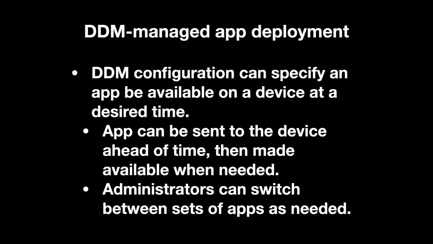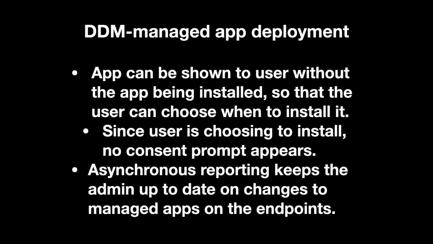So DDM can also help out with app deployments, with options for apps being sent to devices before a specified time and only made available once that app is needed. So you can send apps down to a device and they just don't show up until, poof, you hit the deadline and all of a sudden now they're there. DDM also enables the option for the app being shown without actually being installed. And that gives the user the choice of when to install it. Now, one benefit of this is that since the user is choosing to install, if this is like an unsupervised iOS device, there's no extra consent dialog which appears because you're choosing to install it, thus you're already consenting.